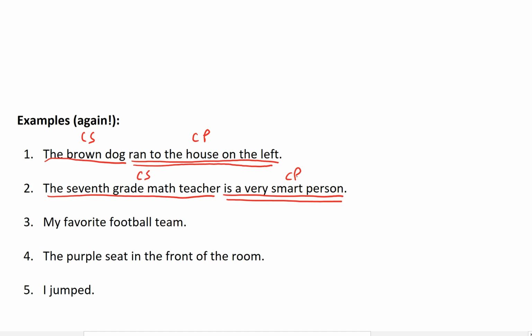As we said, numbers 3 and 4 are not sentences, so it's hard to tell. You can't say they have a complete subject or a complete predicate because they don't exist. And then with number 5, I is still your simple subject and your complete subject, and jumped is still both the complete predicate and the simple predicate because the sentence is quite small.